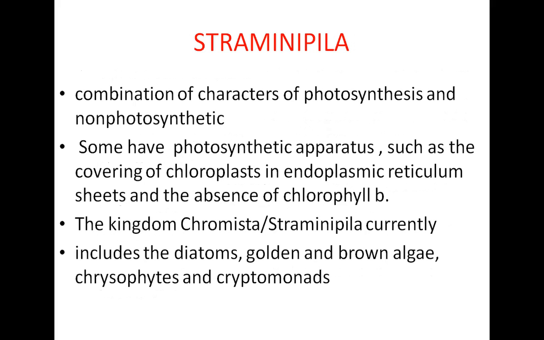Now, kingdom Straminipila. They have a combination of photosynthetic and non-photosynthetic organisms. Formerly, they were called chromists. Some have a photosynthetic apparatus, such as the covering of chloroplast by endoplasmic reticulum, and absence of chlorophyll b. Kingdom Chromista Straminipila currently includes the diatoms, golden and brown algae, chrysophytes, and cryptomonads.